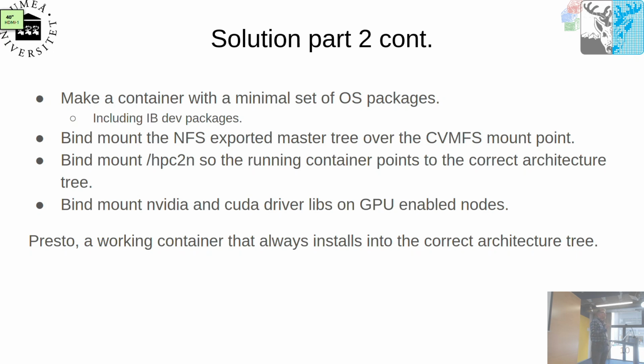So what we basically did, we made a minimal container that has the absolute minimum of software OS packages installed, which includes the InfiniBand development packages. We bind mount the NFS CVMFS master tree on top of the CVMFS mount point, which means that the container sees the actual NFS file system instead of the CVMFS tree. We bind mount the top directory, which means that the top prefix still points into the correct tree.